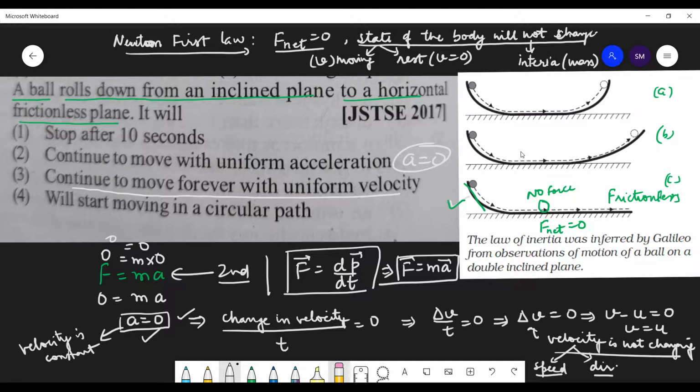performed by Galileo. Means he observed that, like, you have a bowl, and if you put a ball over here and just leave this ball, the ball will come down and the ball will reach the same vertical height from which you have left it. So the same vertical height it will reach. Now again it will reach the same vertical height.